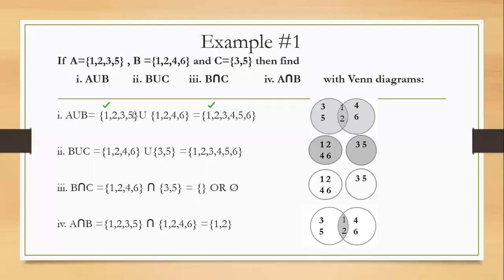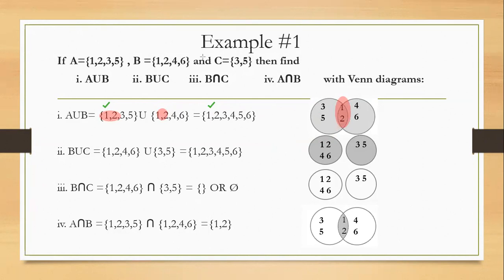Here you can see that these two sets are overlapping sets. Therefore, you have to draw the Venn diagram like this, like overlapping sets. Now you have to write the common elements in the overlapping part. Common elements are 1, 2. And 3, 5 is there, just write 3, 5 outside the overlapping part. And what about 4, 6? You have to write 4, 6 outside the overlapping part.